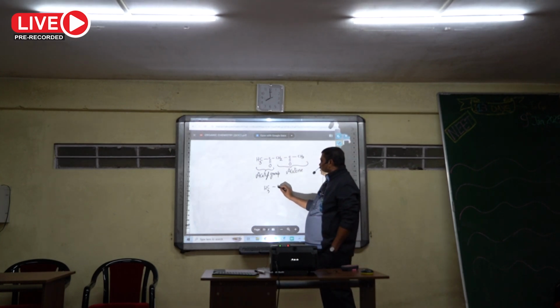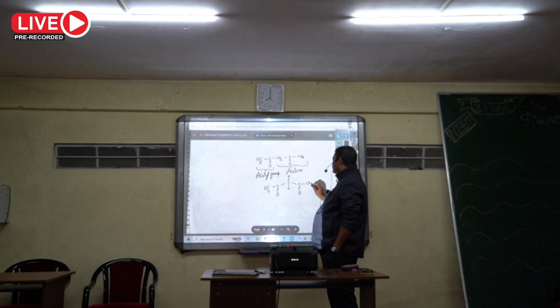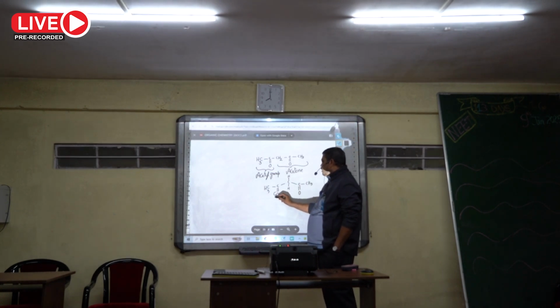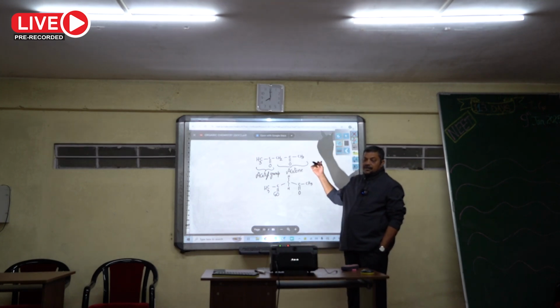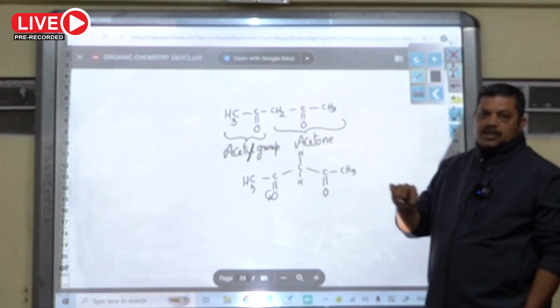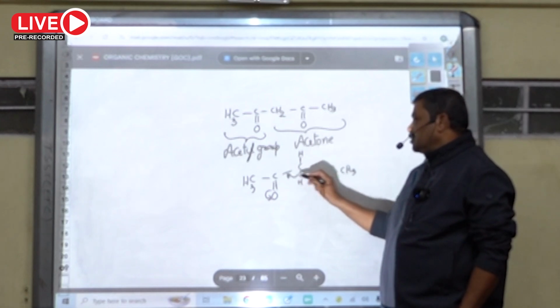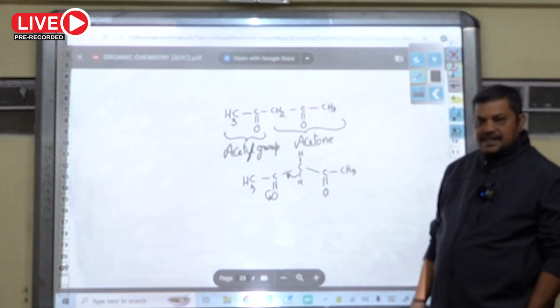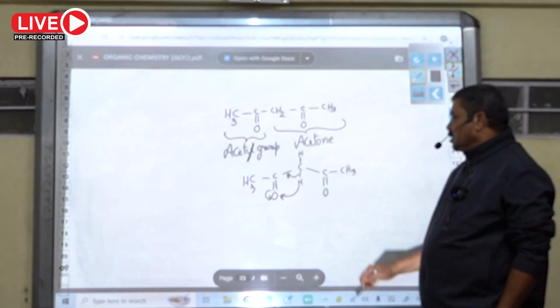If you write one of the tautomeric forms, this pi bond will shift in tautomerism. Whenever a keto form is to convert into enol form, one of the pi bonds of C double bond O should shift towards oxygen. Immediately one of the alpha hydrogens should give its bond pair between C and C, and H should migrate to oxygen to become OH. So this is what we are doing.